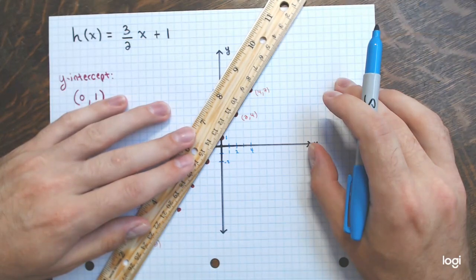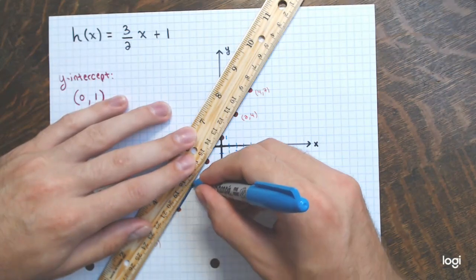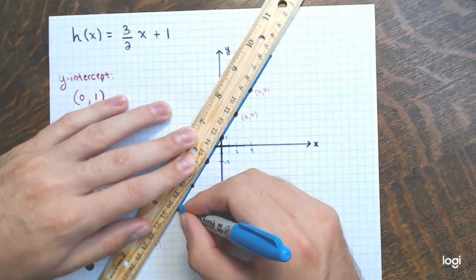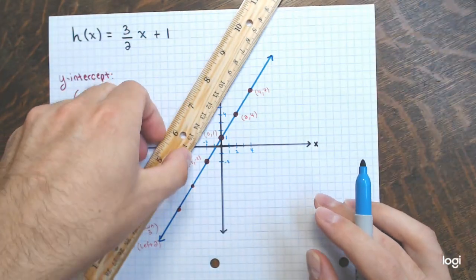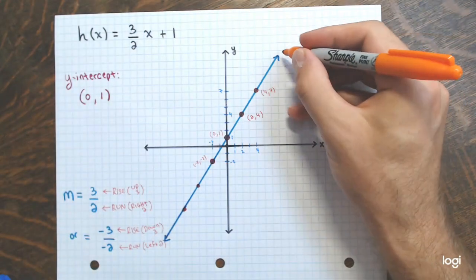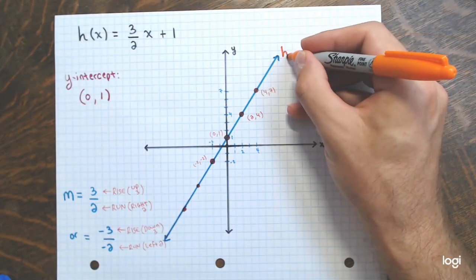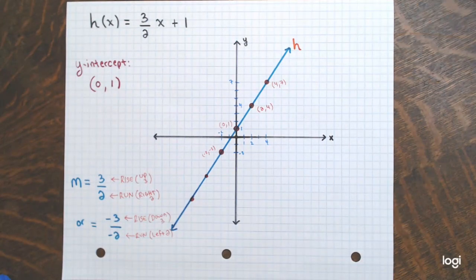Again, if you don't want to use a ruler, that's fine. And then, there you go, going that way forever, little arrows on the ends, and there we go. There is a graph of the function called h. I'll label that on my graph there. Great. And again, it's really that simple.